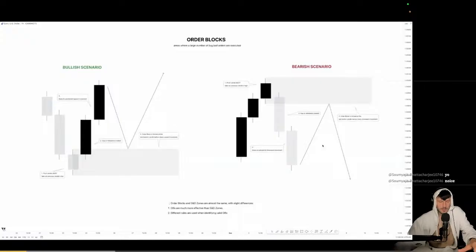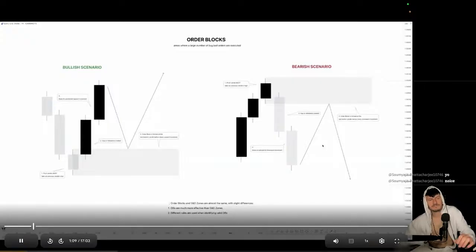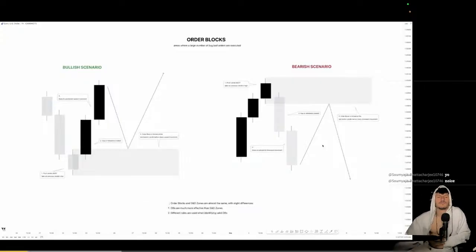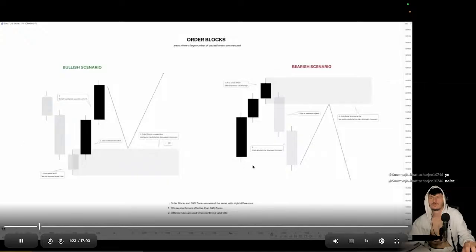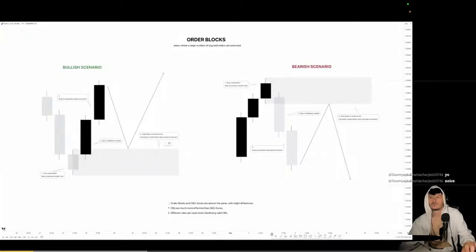Order blocks, they are basically pretty much the same as supply and demand zones. And the definition of order blocks is really areas where a large number of buy or sell orders are executed. If you listen to this definition, it sounds pretty much the same as supply and demand, right? Before we move on, just think about it from first principles. What are we doing as retail traders? What is our goal? Our goal is to trade with the smart money, the big financial institutions, the banks, right? Basically, because they are the ones that actually move the market.